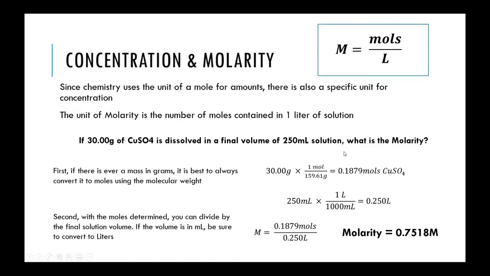So the first thing in any sort of situation, if you have an amount, a mass, the best thing to do is convert that into how many moles this would be. So if you have 30 grams, you're converting it into moles. So you're dividing by the molecular weight. 30 divided by 159.61 will give 0.1879 moles of copper sulfate.